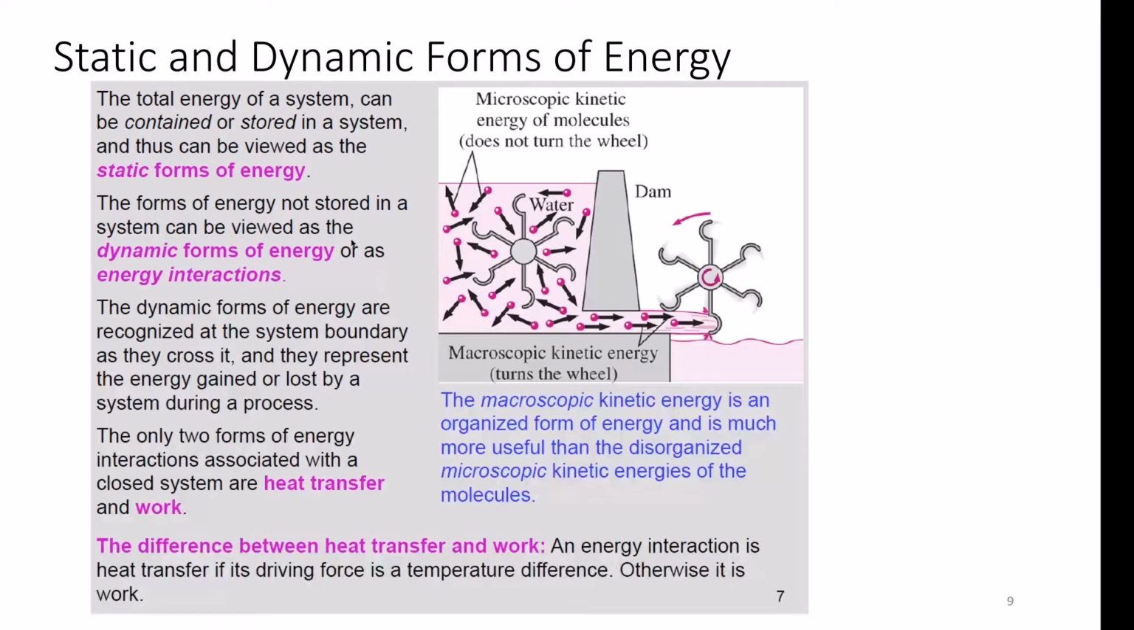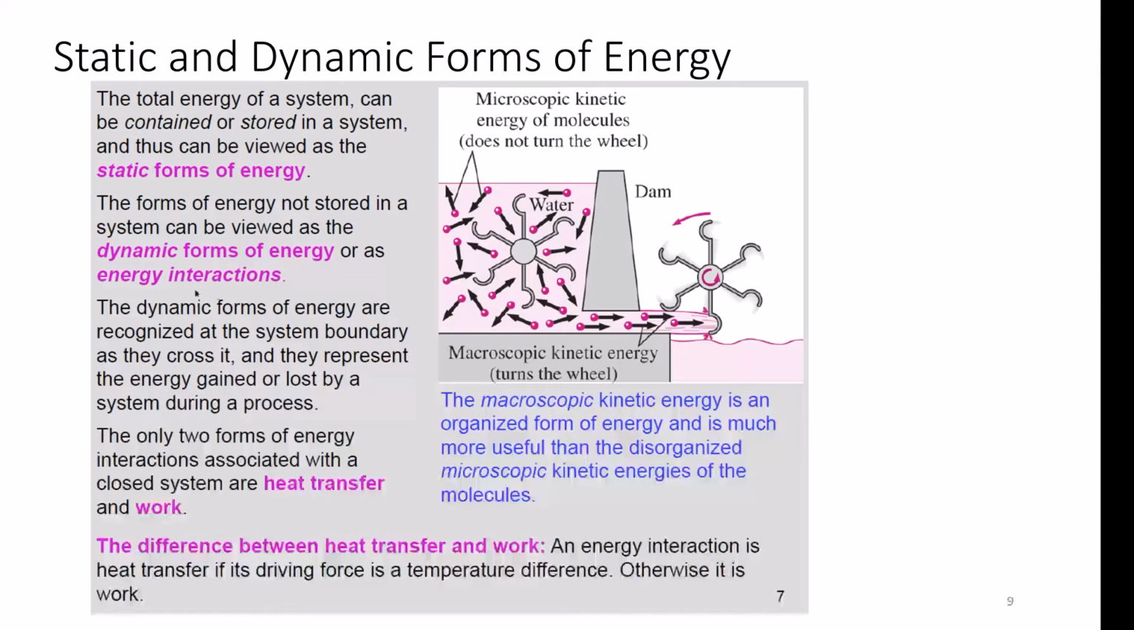And then we have our dynamic forms of energy, or energy interaction. Okay, so essentially the motion of the water flowing out that'll turn the wheel in this case. If we look at both of them, we have the macroscopic and the microscopic. In a system like this, our microscopic energies really are not useful because they're disorganized. The molecules are just bouncing off in different directions. But the macroscopic view, all of the molecules of the water, we can take that and we can use that. All right, so just some more terminology, static and dynamic forms of energy.